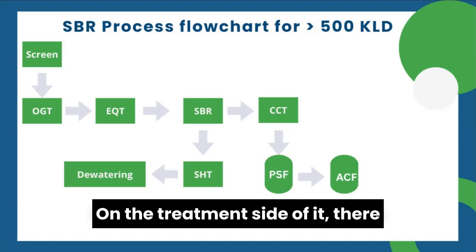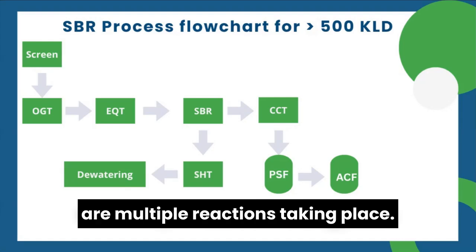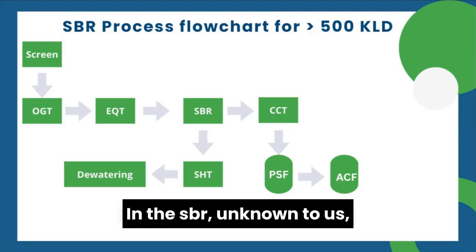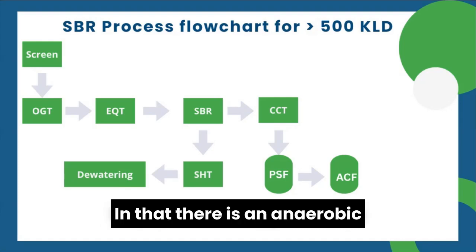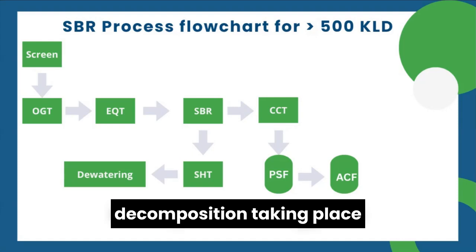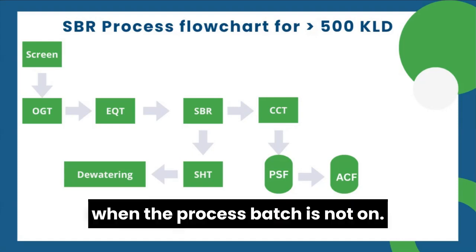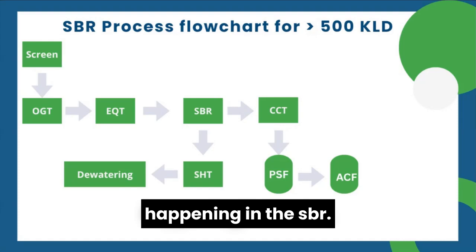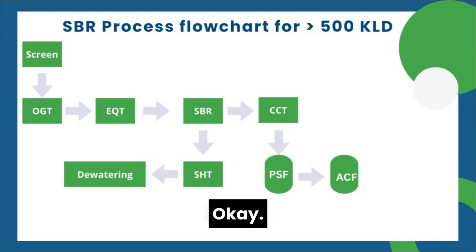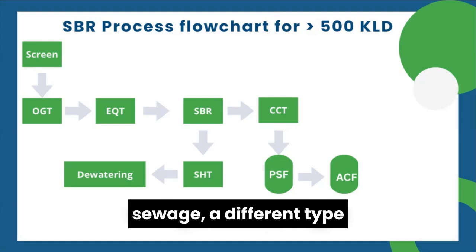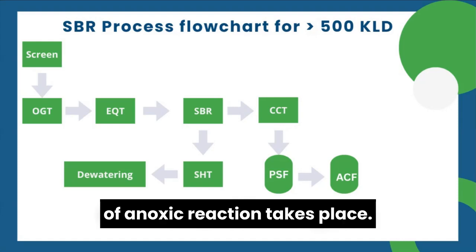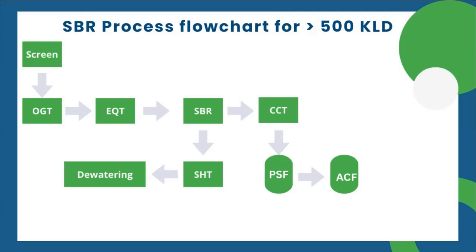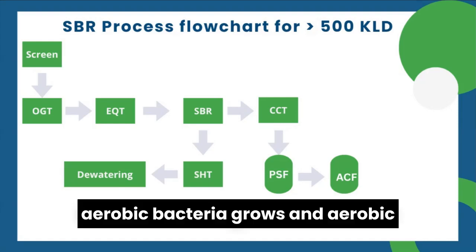On the treatment side of it, there are multiple reactions taking place in the SBR. Unknown to us, there is sewage, there is sludge. 66% of sludge is there in that. There is an anaerobic decomposition taking place. When the process batch is not on, when the blower is off, there is an anaerobic digestion happening in the SBR. Okay, then when you are giving fresh sewage, a different type of anoxic reaction takes place. And when you are aerating, aerobic bacteria grows and aerobic reaction takes place.